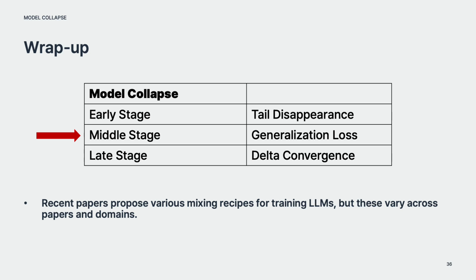Model collapse typically progresses through stages. Early on, the long tail disappears. In the middle stage, generalization degrades. In the late stage, the distribution converges to a delta-like form.